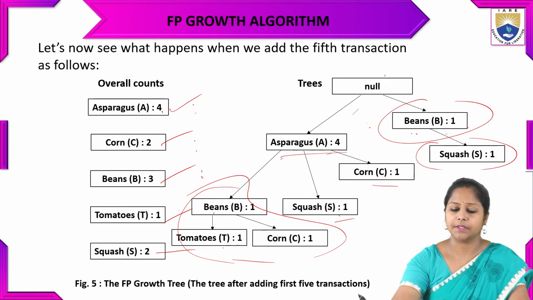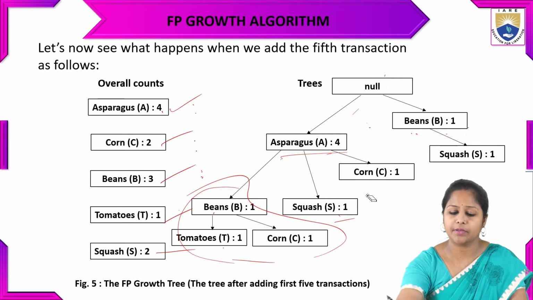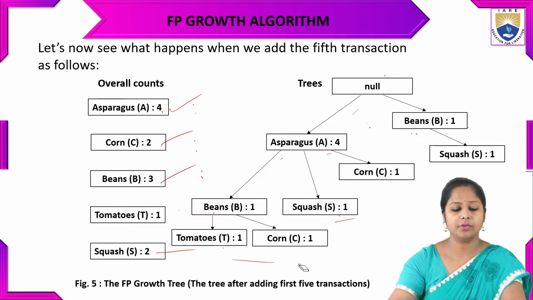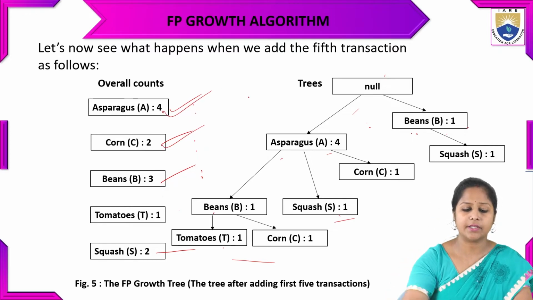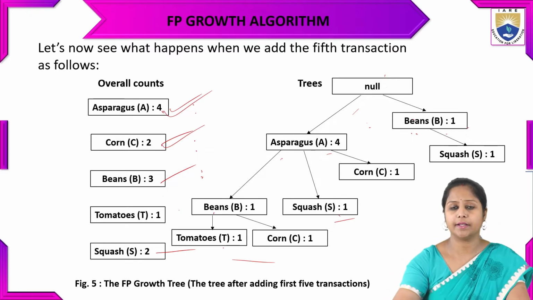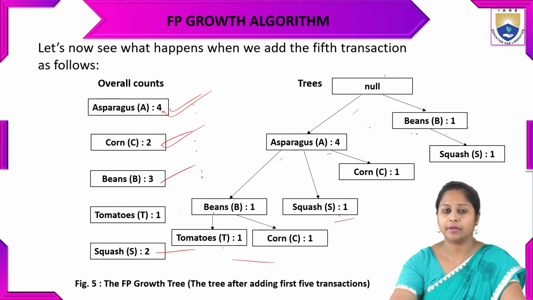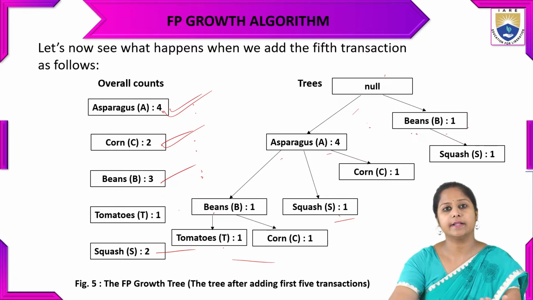That can be somewhat confusing, but you can understand how we are increasing the overall count for each of the items here, and we have to add the different items' subnodes according to how they occur in that transaction list.